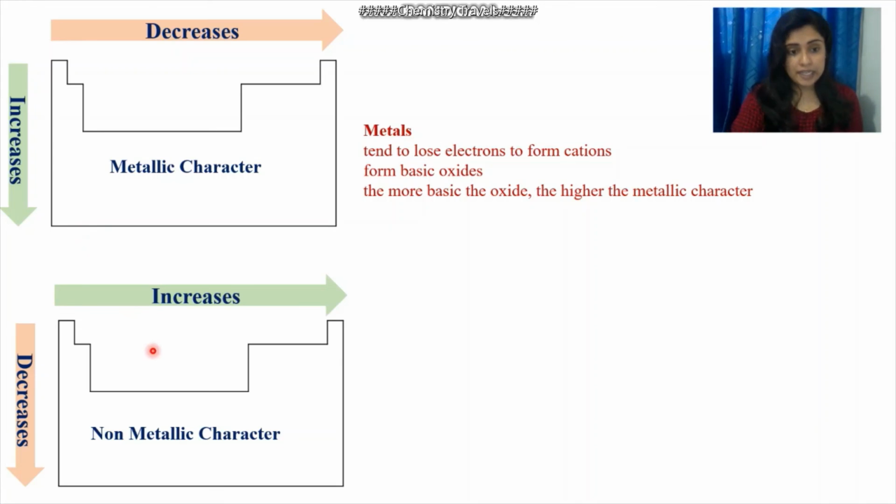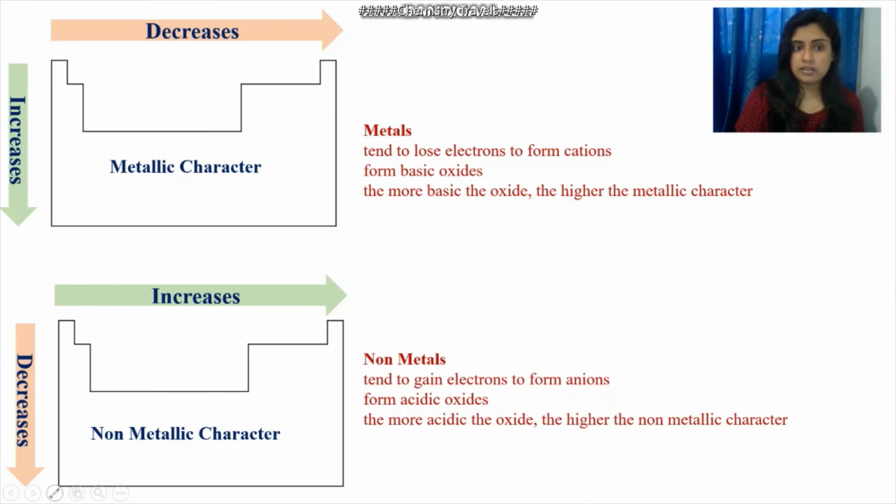Next, non-metallic character: moving from left to right, it increases, and moving from top to bottom, it decreases. So non-metals, in comparison to metals, gain electrons to form anions. They can easily gain electrons. And we already saw electron gain enthalpy becomes more negative as we move from left to right. So they can gain more electrons, and so non-metallic character is higher here.